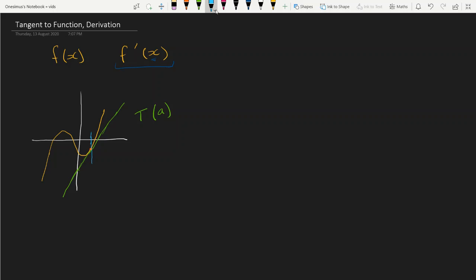So if we have a look at where that line is, the distance from the origin is a in the x direction, so you move across a to find that point. So t of a is the tangent at point a. Now, we know the equation of a straight line is going to be y equals mx plus c, yeah? That's the standard equation.